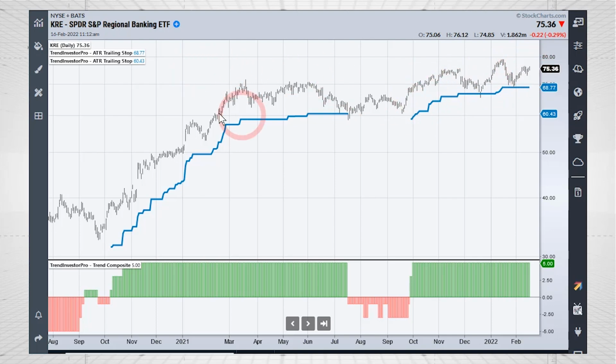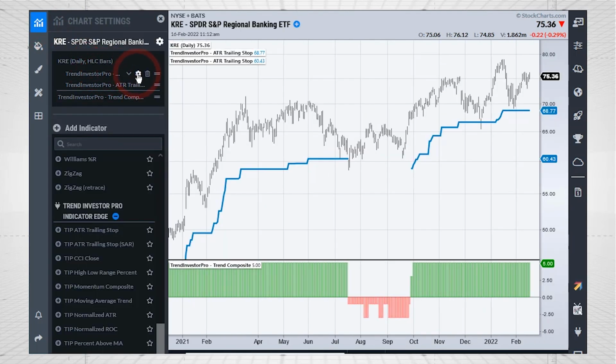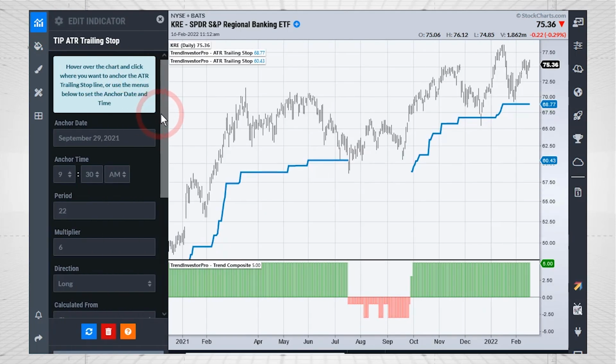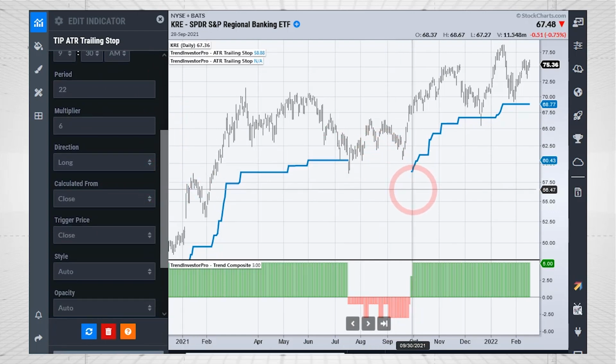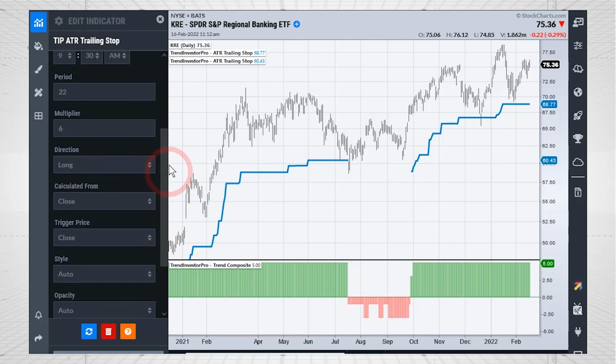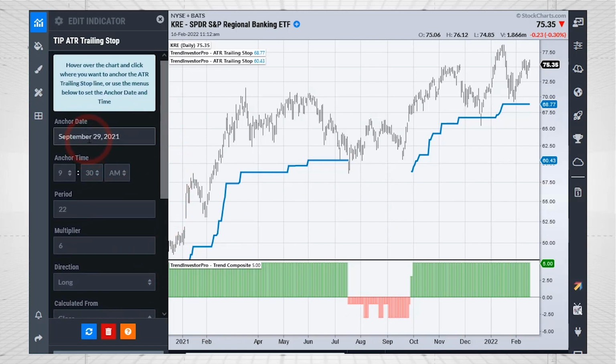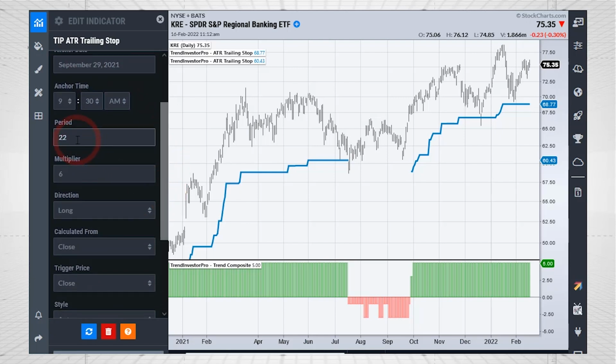So if I go over to the settings window here on the left and I open that up, so here's this ATR Trailing Stop. And what you do, you put it on and you start it at the date of the signal. So you can see that this signal started on the 29th. And so what I do is you go up here and that's September 29th is the anchor date. It's 22 period ATRs and it is 6 of those 22 period ATRs below the highest close since the signal.